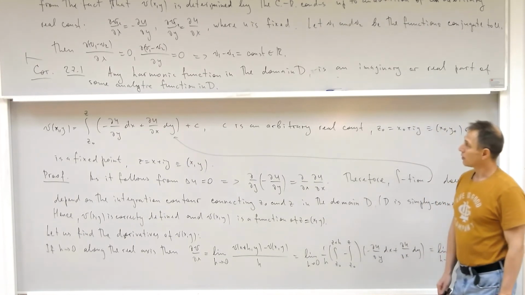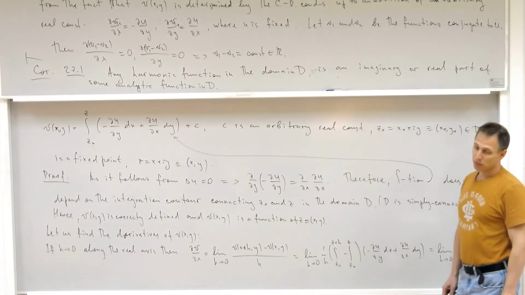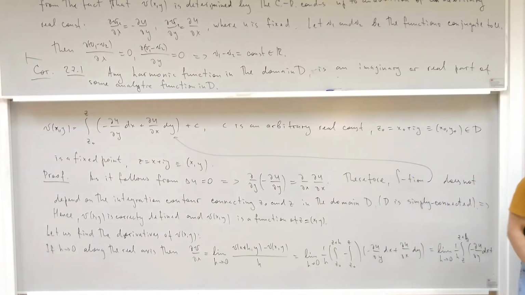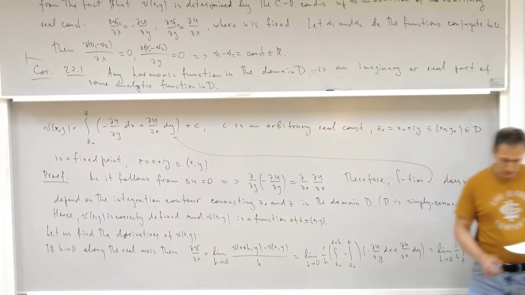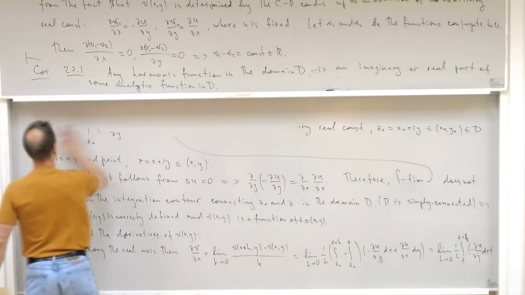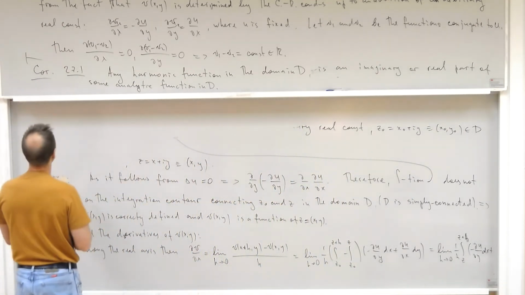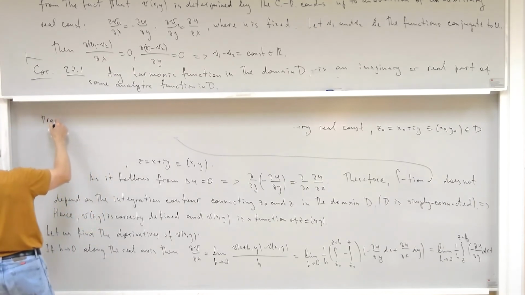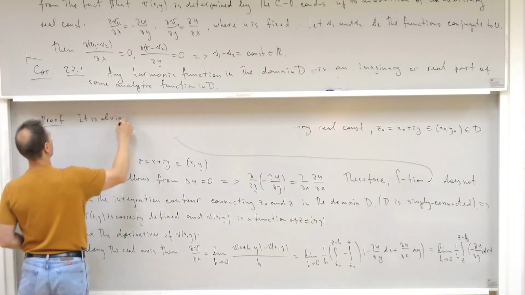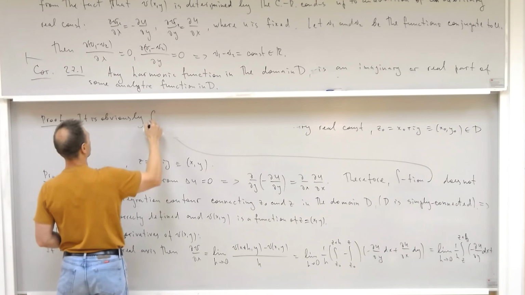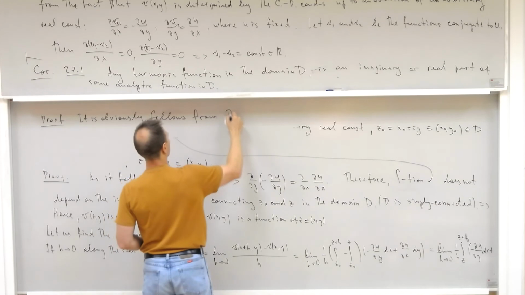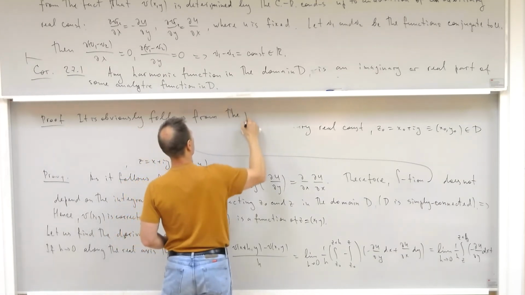The proof is obvious. It is an obvious consequence of the previous theorem, because if one has a harmonic function u, then one can always construct its conjugate function v, and then the function u plus i multiplied by v is an analytic function in the domain D, because u and v satisfy the Cauchy-Riemann conditions. Okay, the next property.